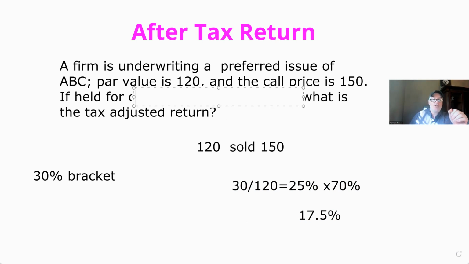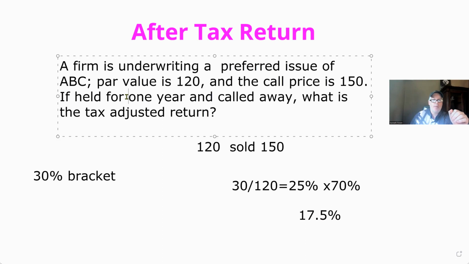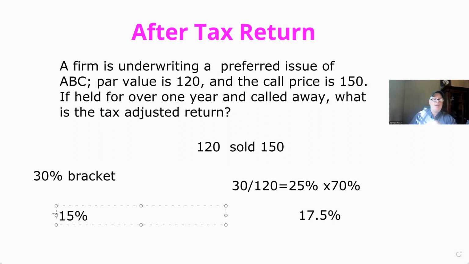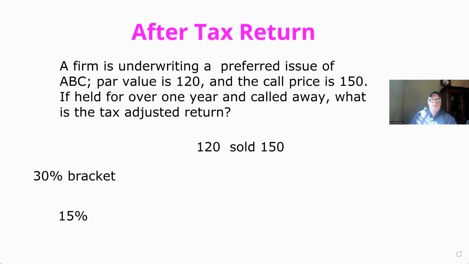But let's say we change it up and say it's held over 1 year. Boom, then this changes. The 30% doesn't matter anymore. It now becomes 15%, because that's a long-term capital gain rate. Okay, so we made $30, but we pay 15% in taxes. That means we're going to get 85% of that because we're bringing home 100 minus 15, right? 30 times 0.85 equals 25.5 after taxes.